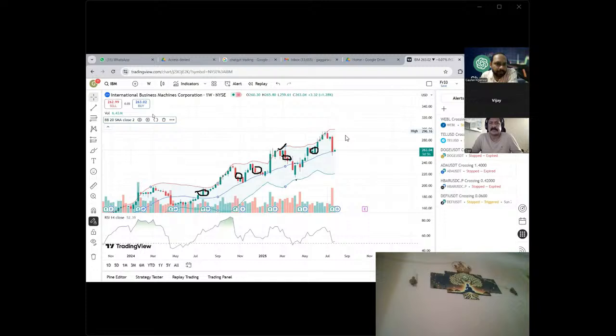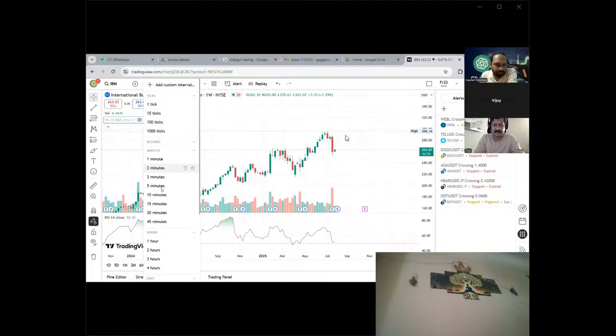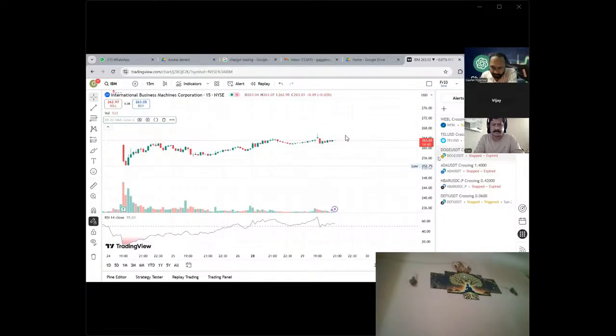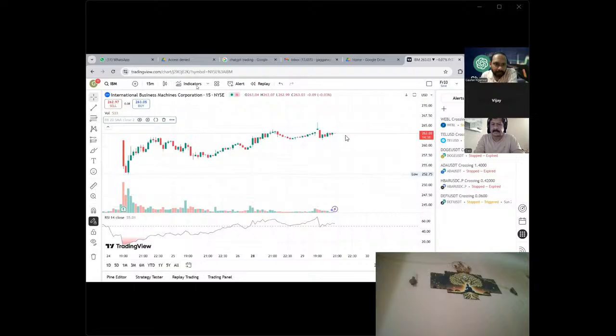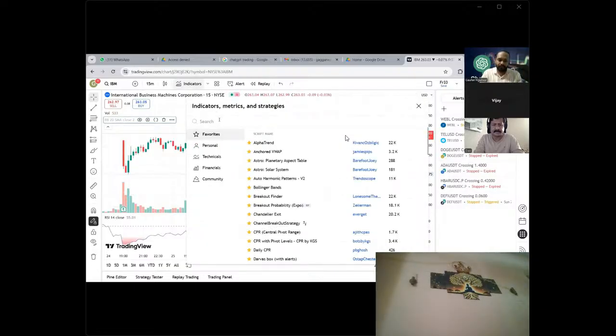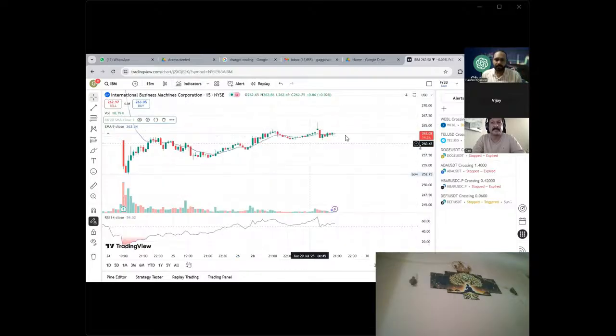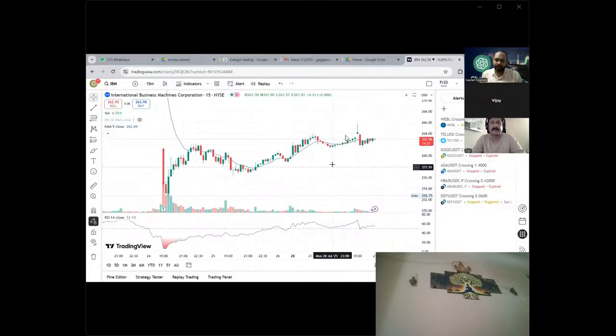Okay. So I will show you how to plot the moving averages. So there is a 15 minutes time frame, right? So now I am going to choose the moving average. Here, moving average. You will see two options: moving average exponential and moving average simple. Let's select moving average exponential here. So it will show you a single line.